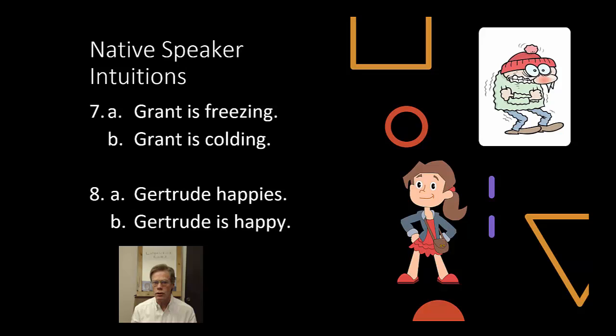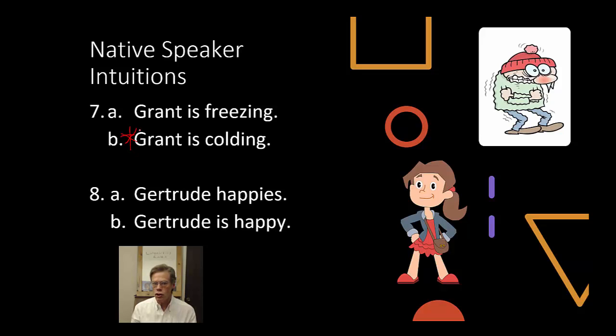Here's another one that children don't make mistakes with. So, for example, Grant is freezing, perfectly normal sentence. But Grant is colding is really not an English sentence. Let me put an asterisk. An asterisk in linguistics means that it's not a possible sentence of the language. We don't say Grant is colding, and children don't say that because they've already internalized that there's a difference between adjectives and verbs. So we can say Grant is freezing because freeze is a verb. But cold is an adjective, so we don't say Grant is colding.